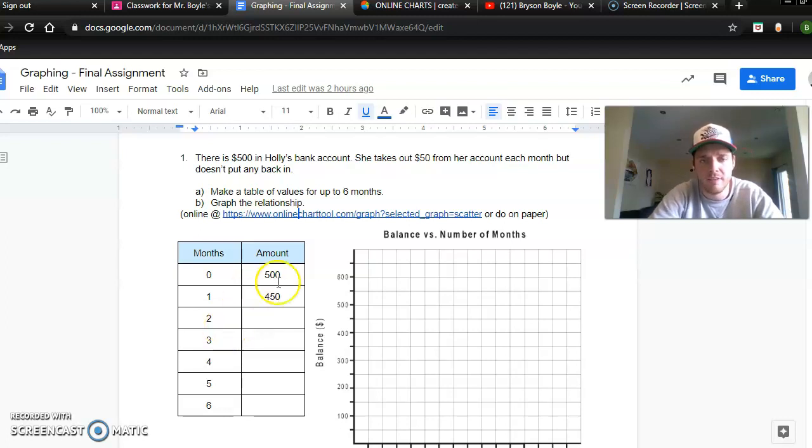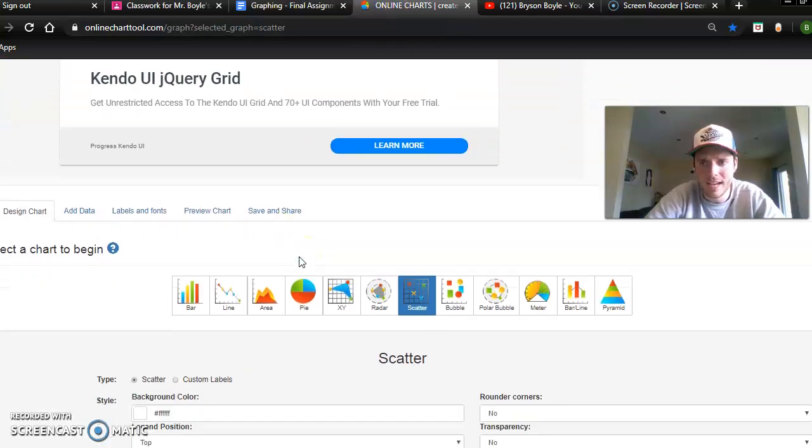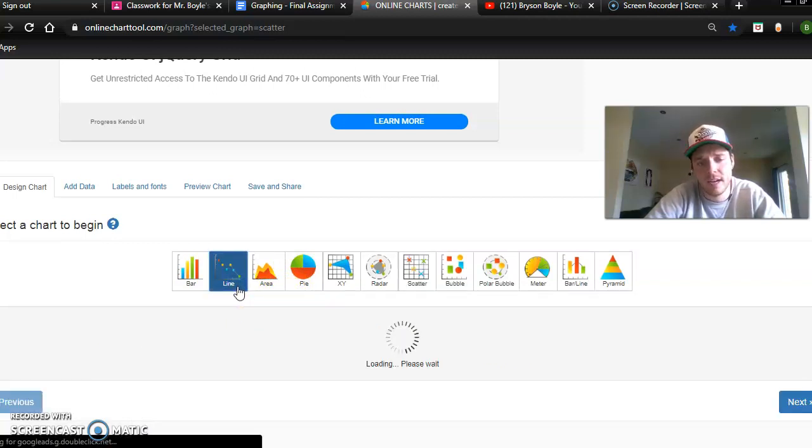Part B wants you to graph the relationship. So there's 2 ways you can do that. One, you can print out this file, do it on this paper here, take a picture and submit it that way. Or the way I prefer, which I think is a little easier, but follow your heart, is to make it online using this link I have posted right here. If you click this link, it will bring you to this website. We used it last week for scatter plots if you guys did it. We're making a line graph right now, so make sure you click line so you're making the right type of graph. Click line.